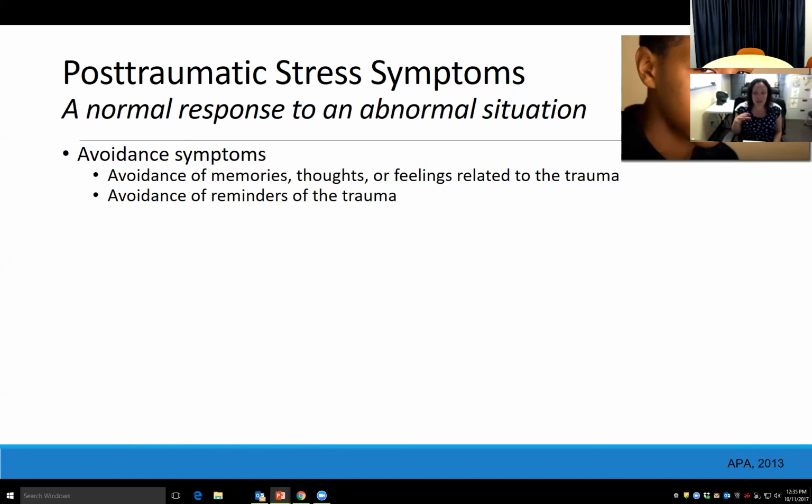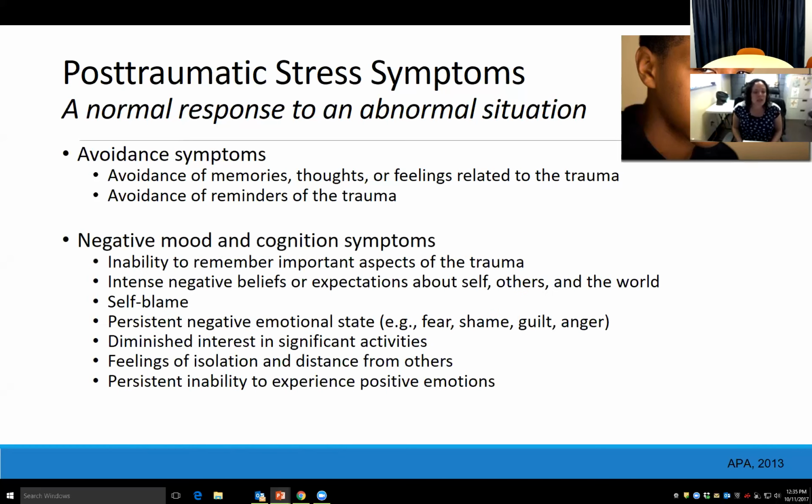Right. So really it's more that one is more directly tied to, we can see, okay, this is related to the trauma and this is what this individual is avoiding. Our third category of symptoms, which was new to DSM-5, at least in organization, is the negative mood and cognition symptoms. Some examples of this are the inability to remember important aspects of the trauma, intense negative beliefs or expectations about the self, others, and the world. We're going to actually come back to that in a few slides.